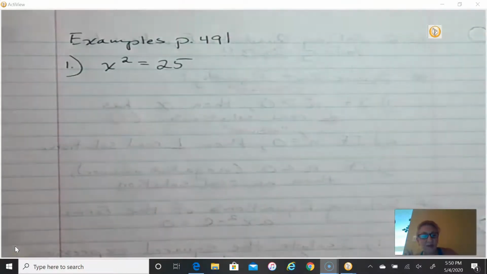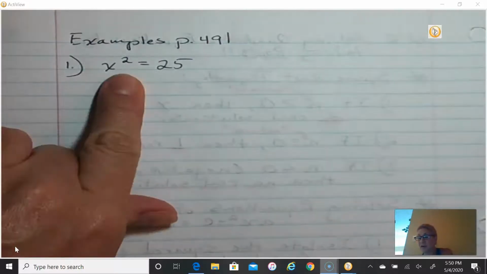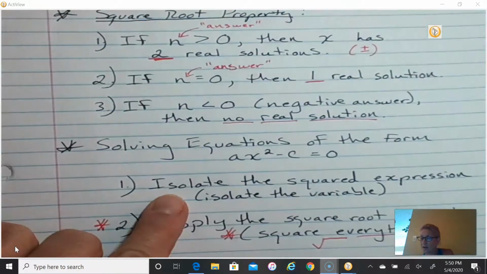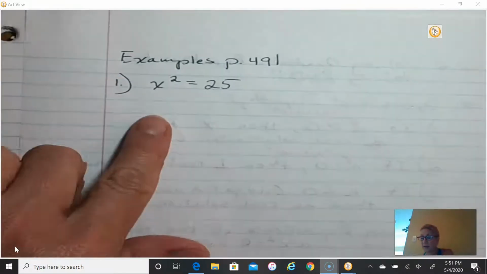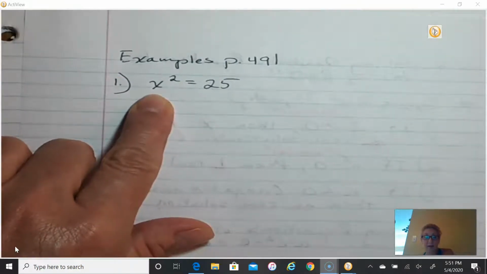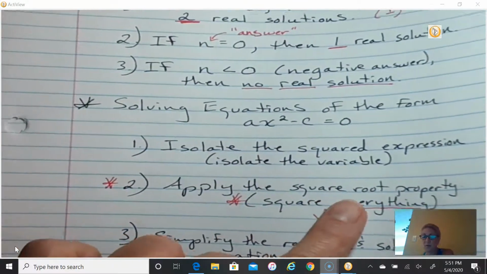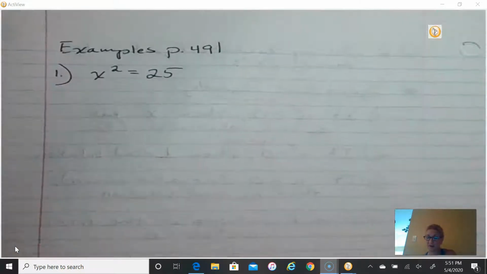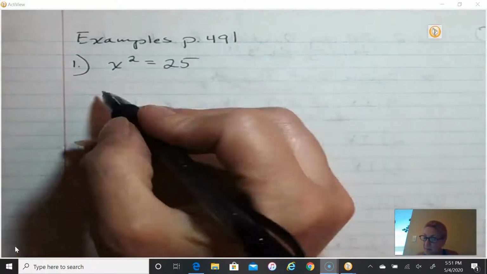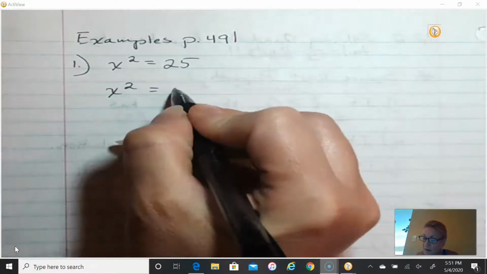And here's the thing. You guys are so smart, y'all don't need to use those apps. Y'all do not need to use those because you can do this. Now, if you look, it's already step 1, isolate the squared expression, isolate the variable. It's done that for you already. It's already isolated. Second, apply the square root property. Square everything using the radical sign. So, watch this, guys.